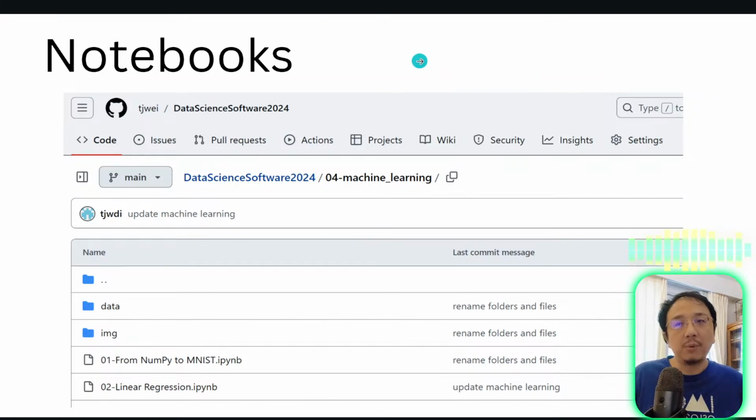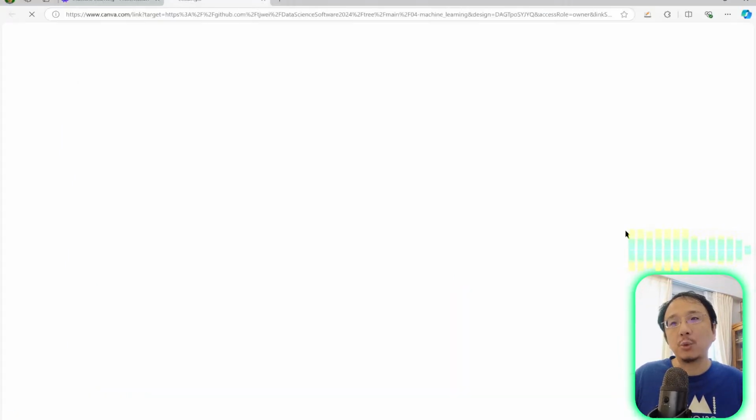The notebooks used in this lecture, you can find them in our class repo. I have rearranged the order of the folders so that it matches the order in this semester. So machine learning becomes 04 machine learning. You can find all of these Jupyter notebooks in this folder. We have already covered the first one, 01 from NumPy to MNIST.